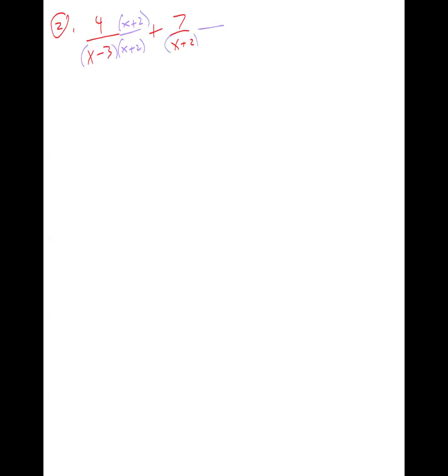Multiply the top and bottom by that. Next, the other fraction is missing the x minus 3. So we're going to need that one. So then we multiply it together and we put it over a common denominator of x minus 3 times x plus 2.